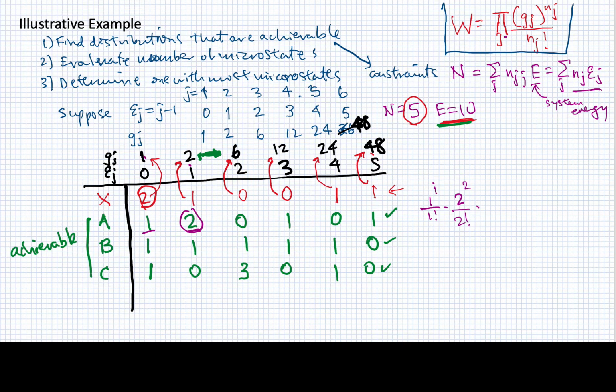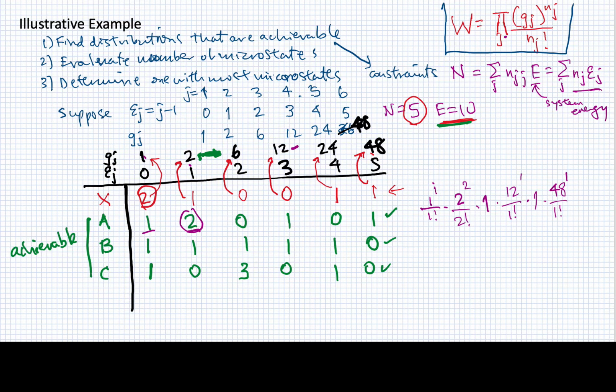So anytime I have a 0 here, that's just going to give me a factor of 1. Okay, now for 1, I've got a degeneracy of 12 raised to the 1 power over 1 factorial. I've got again a factor of 1, and then I've got 1 here, so I've got 48, degeneracy of level 5, raised to the 1 power over 1 factorial.